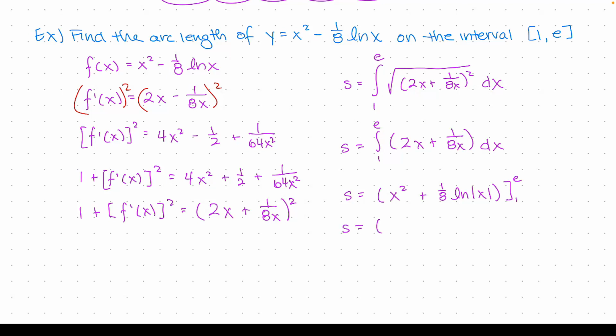Plug in the e. We get x squared, or e squared. The natural log of e is 1, so it's 1 times 1/8. And then it's minus 1 squared, which is 1. Natural log of 1 is 0. So that'd be 1 plus 0. So it looks like the arc length is e squared minus 7/8. Who needs a calculator? We don't need no stinking calculators. Any questions about that?